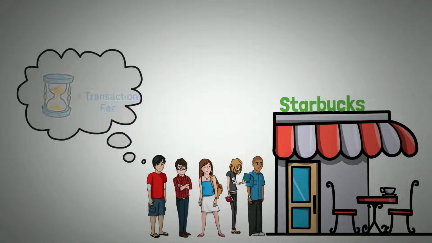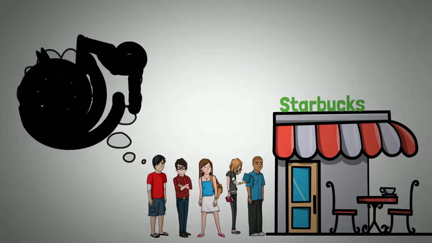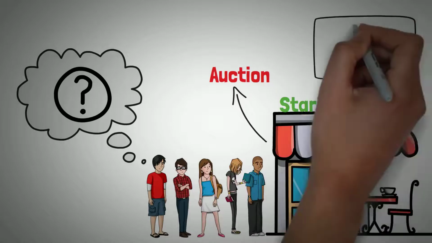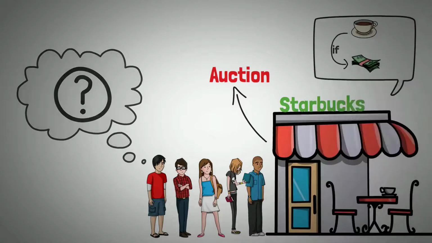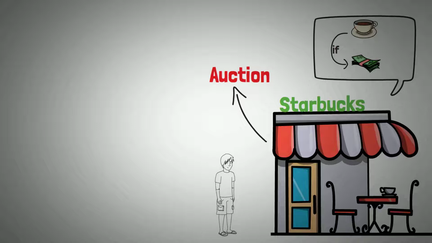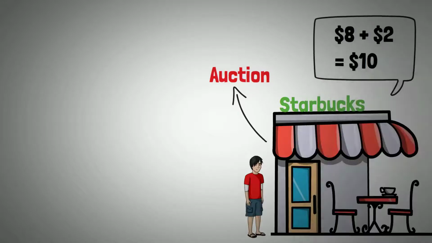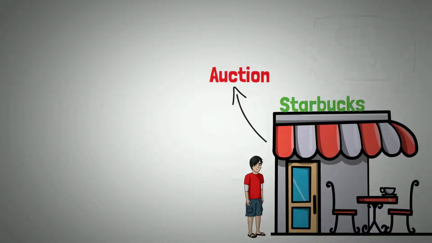Because in this thought experiment, the more people that are waiting for coffee, the higher the price to get your coffee. Why? Because this coffee shop works like an auction and serves coffee to the people who will pay the highest transaction fee first. So you get up to the counter and your barista says your coffee will be $8 plus a transaction fee of $2, which would come out to $10 total.